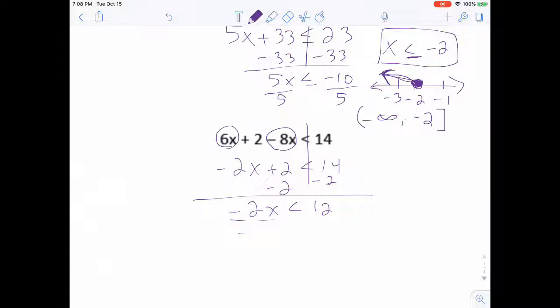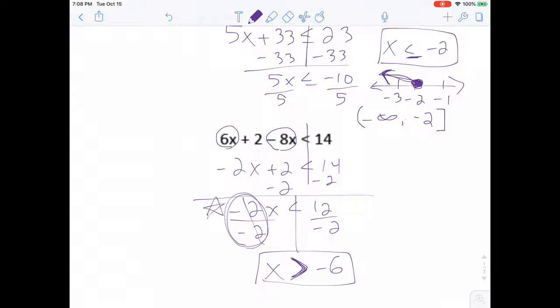And I'm going to divide by negative 2 on both sides. So my flag should be going up whenever I divide by a negative in an inequality. I need to flip or switch the inequality sign. So that now becomes a greater than. 12 divided by negative 2 is negative 6. Okay, so we have to remember, I tell my students to star that. Whenever we multiply or divide by a negative, we flip the inequality sign.